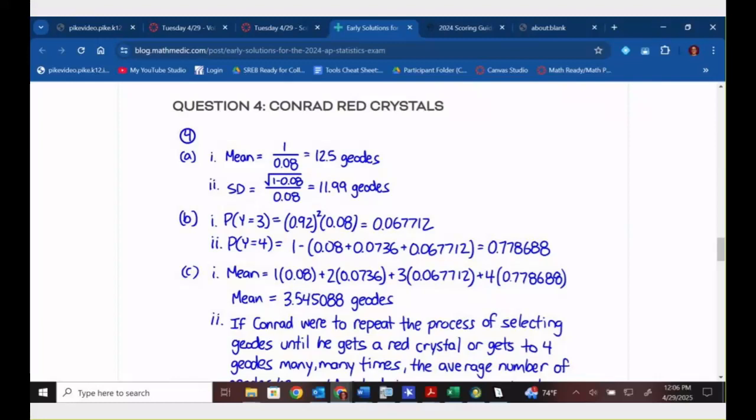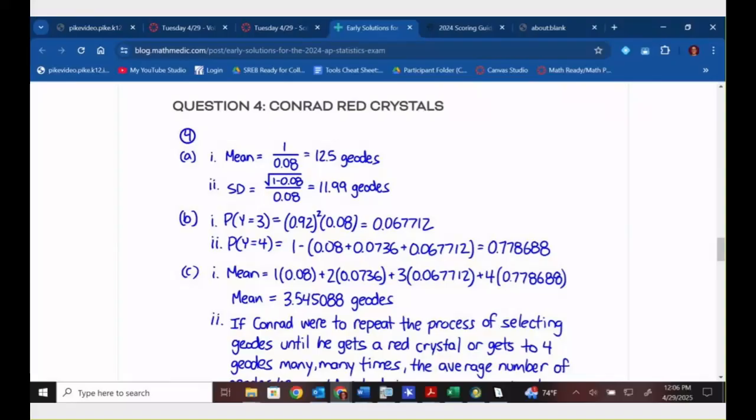So number 4, part A, I, the mean is 1 over P, 1 over 0.08, so 12.5 geodes. The standard deviation is the square root of 1 minus P over P. You do have these formulas on the formula sheet, and I'm happy to show you guys where those formulas are.